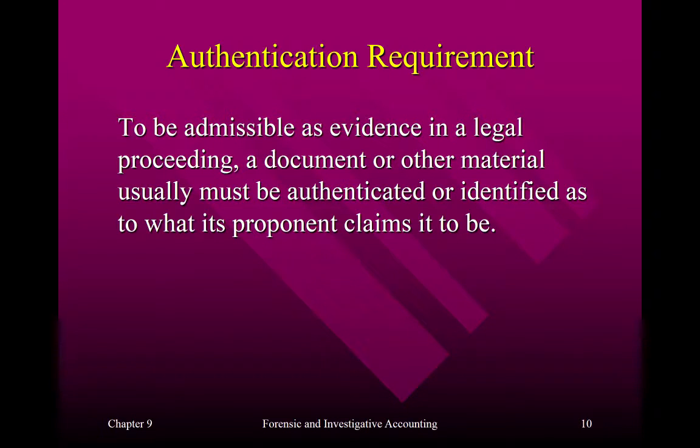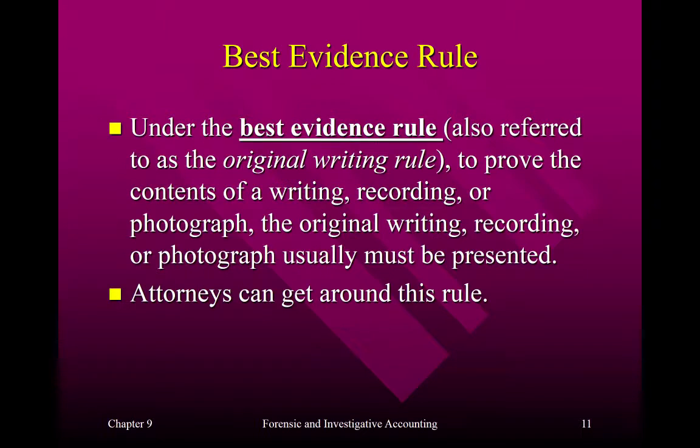So then we have the authentication requirement. In order for evidence to be admissible, you have a document or other material. Documents are evidence, and they usually must be authenticated or identified to prove the claim that they are making. Then we have the best evidence rule, which is also referred to as the original writing rule. This proves through writing or recording or picture or an original writing what it's representing.